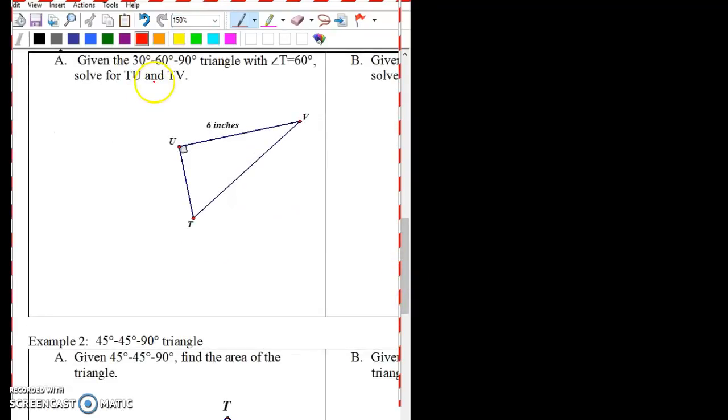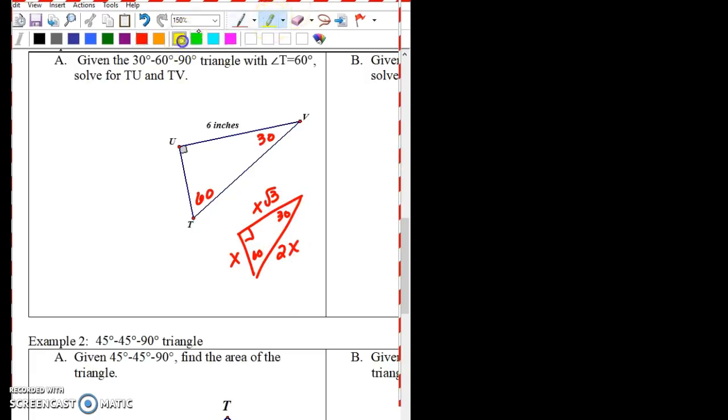Okay, so it gives me a 30, 60, 90 where T is 60. So that means this has to be 30. And it wants me to find TU and TV. So I'm going to draw a similar triangle to it. 60. Oops, that's too small. So this is 60 and this is 30. So if you remember the relationship, the short leg is x, the long leg is x square root of 3, and the hypotenuse is 2x.